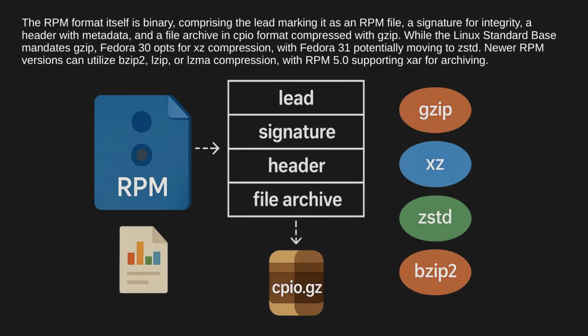The RPM format itself is binary, comprising the lead marking it as an RPM file, a signature for integrity, a header with metadata, and a file archive in CPIO format compressed with gzip. While the Linux Standard Base mandates gzip, Fedora 30 opts for XZ compression, with Fedora 31 potentially moving to ZSTD. Newer RPM versions can utilize bzip2, lzip, or LZMA compression, with RPM 5.0 supporting XAR for archiving.